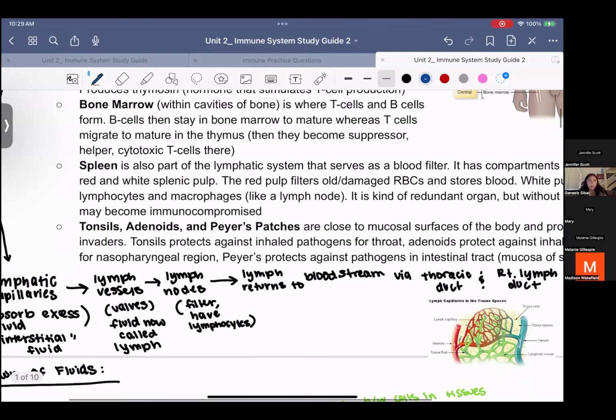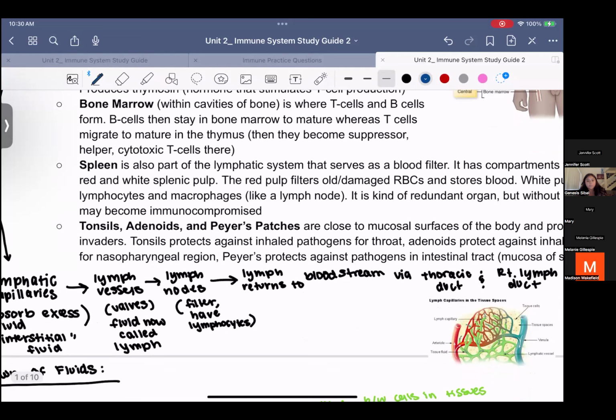In terms of the bone marrow, this is within the cavities of the bone, right? So we know that this is where T cells and B cells form. The only thing is that B cells stay to mature in the bone marrow, whereas the T cells migrate to mature in the thymus. So I would just remember T for thymus, right? And then B for bone marrow. So they both start there and are created there, but then they both differentiate once they're becoming mature.